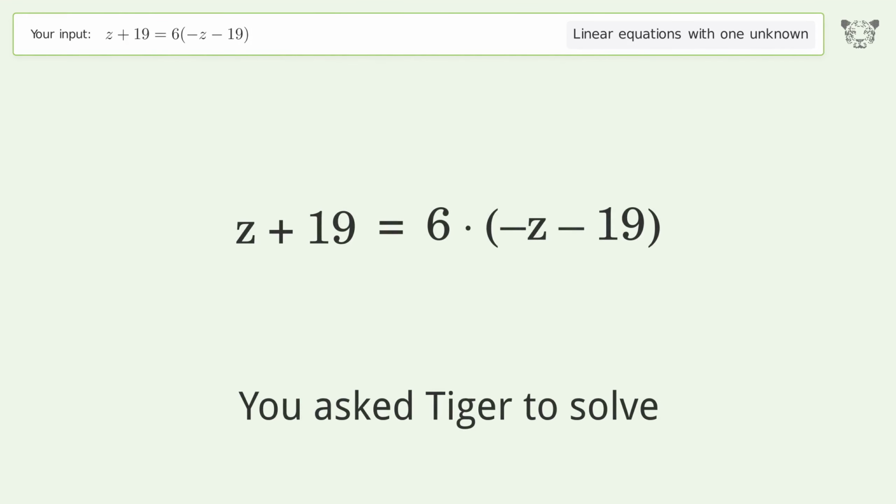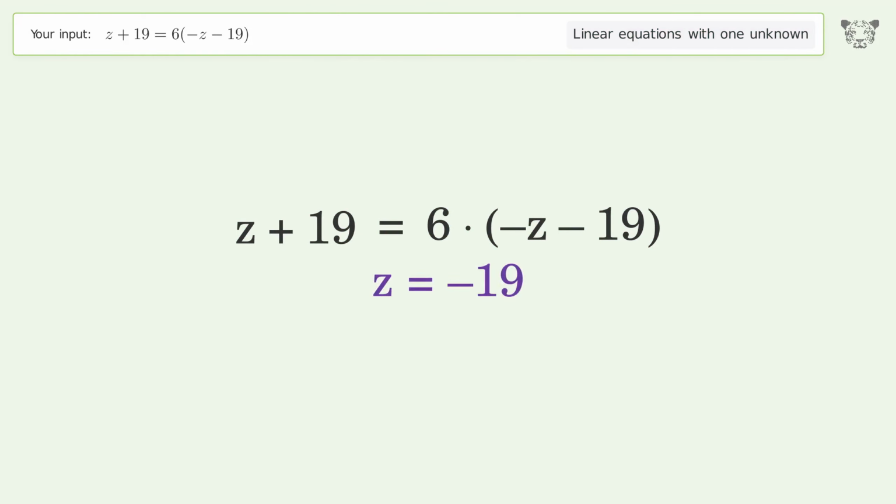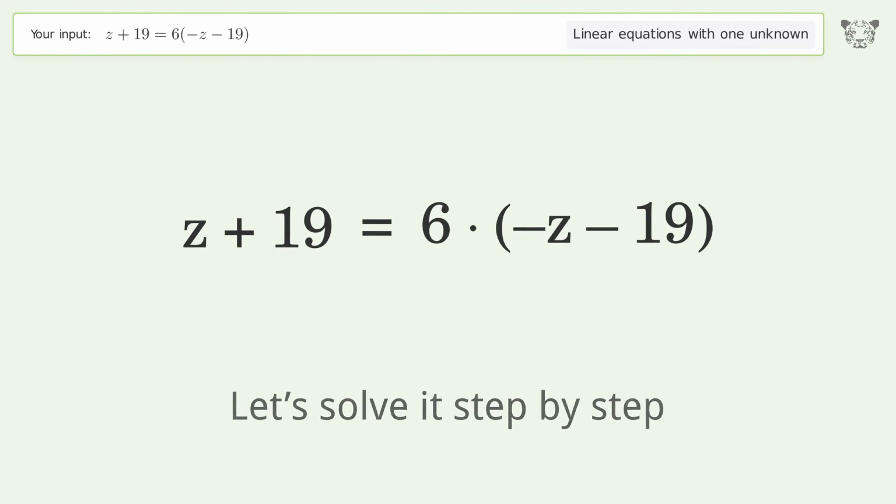You ask Tiger to solve. This deals with linear equations with one unknown. The final result is z equals -19. Let's solve it step by step.